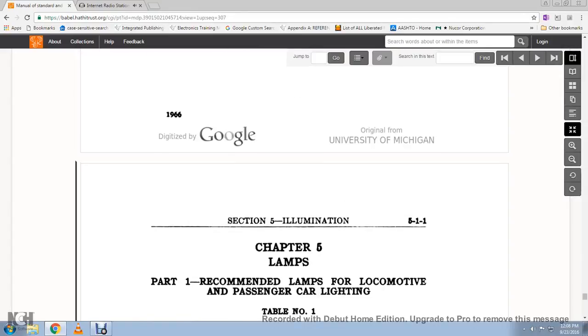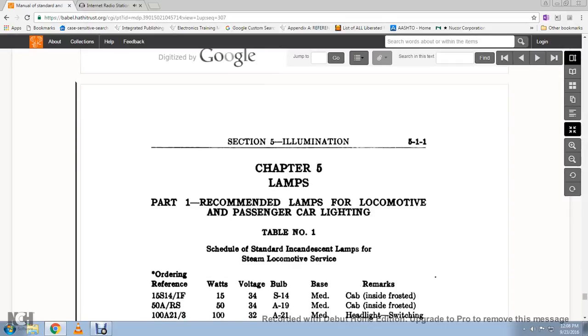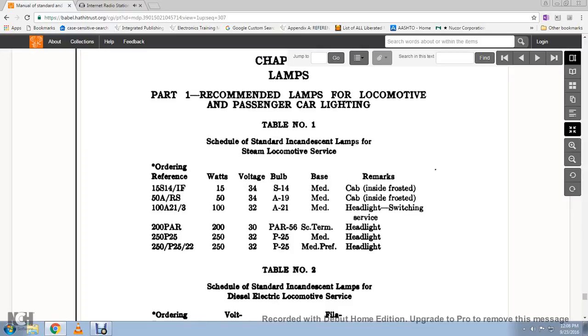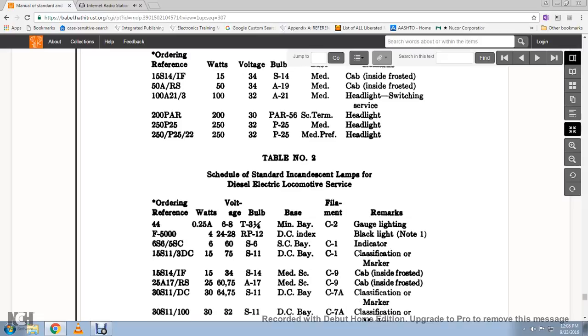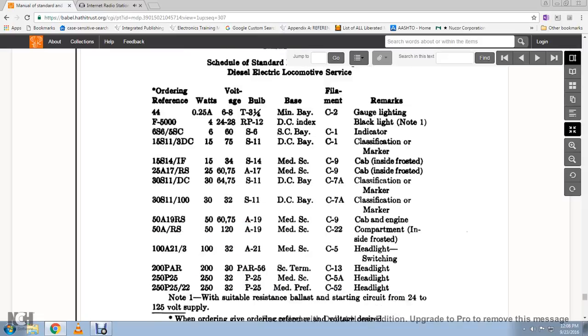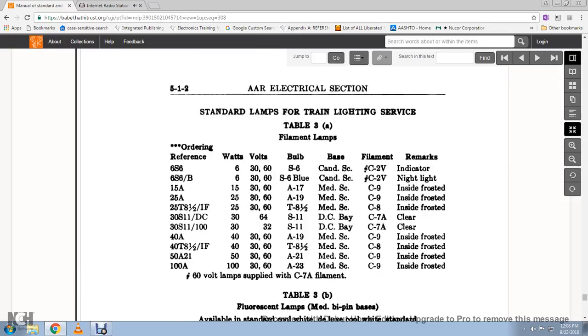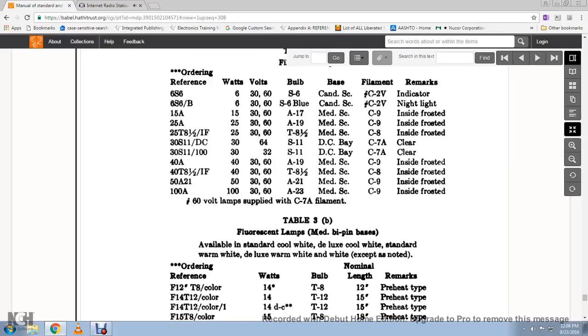Alright, AAR electrical section, section 5 illumination, chapter 5 lamps, part 1, recommended lamps for locomotive and passenger car lighting. Table 1 is the schedule of standard incandescent lamps for steam locomotives. Table 2 is the schedule of standard incandescent lamps for diesel electric locomotives. Standard lamps for train lighting services, and Table 3, filament lamps. Table 3, the fluorescent lamps.